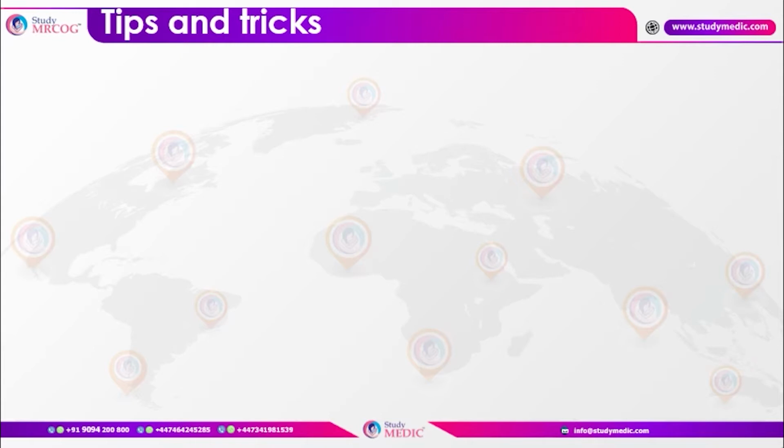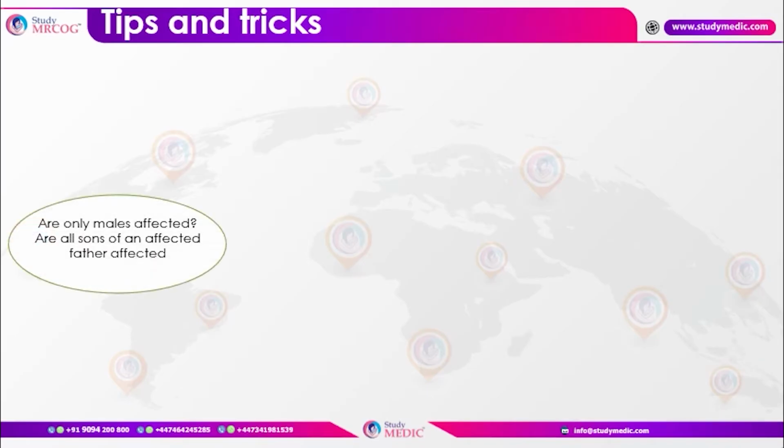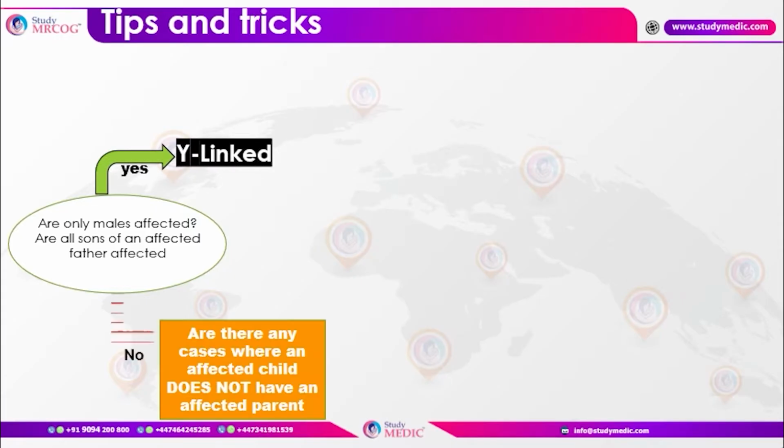We are going to ask 4 sets of questions which are going to lead us to our final answer. Our first question will be, are only males affected, or are all sons of an affected father affected? In case the answer to both of these is yes, then we are dealing with a Y-linked condition. Suppose the answer to both of these is no, there are females affected in the pedigree chart that is given and all sons are not affected.